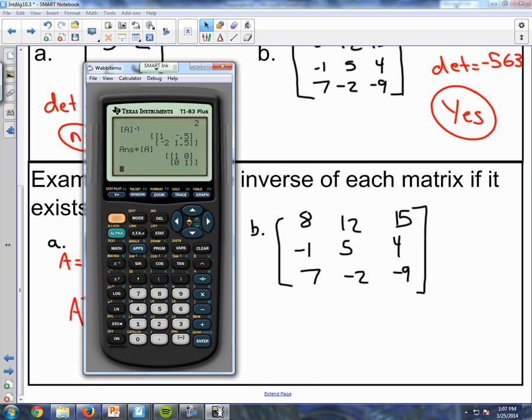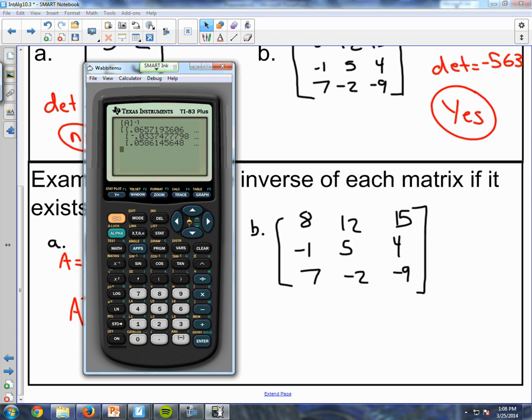Last one, same process, but we're going to do matrix B over here. So we got to put it in, go matrix, edit, and then I'm going to make it a 3 by 3. Type in 8, 12, 15, -1, 5, 4, 7, -2, -9. Double check it. I got 8, 12, 15, -1, 5, 4, 7, -2, -9. Looks good. Quit out. I'm going to go ahead and clear all that junk out of there. Doesn't really matter, but it bugs me. Go back to matrix. Pick the one we got, so A again. And then inverse, hit that key. Hit enter. And that should be our answer.